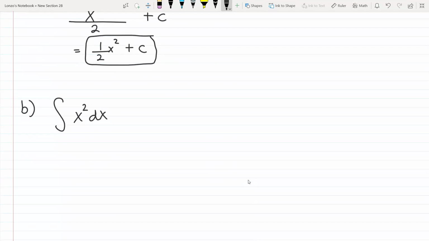B, the same thing, the integration of x squared dx. You just apply the power rule. So the power is going to be old plus 1. Your old power is 2, plus 1, and then divide by that power. So 2 plus 1 is 3, plus c. So you can rewrite this as 1/3 x to the 2 plus 1, which is 3, plus c.